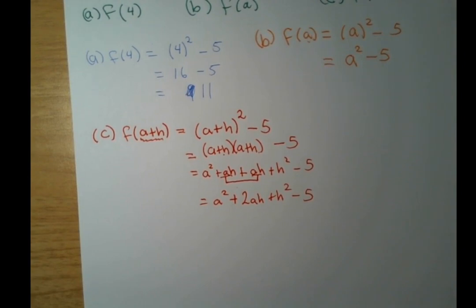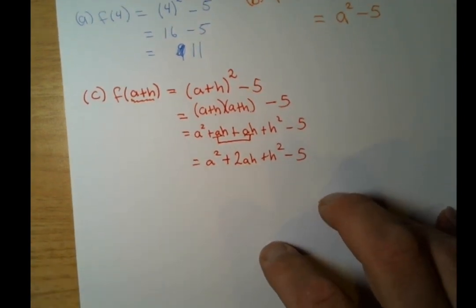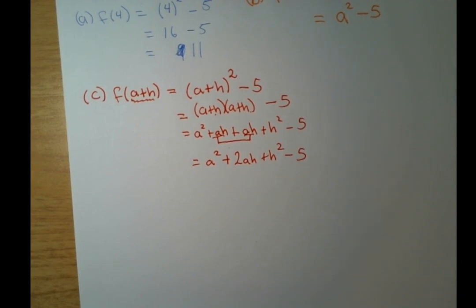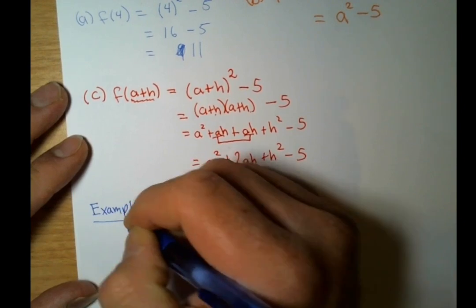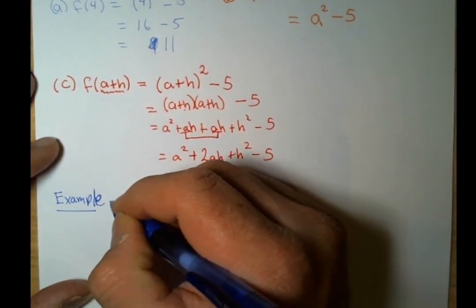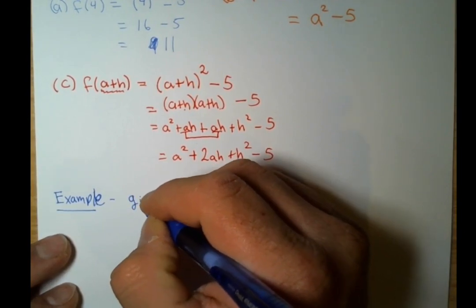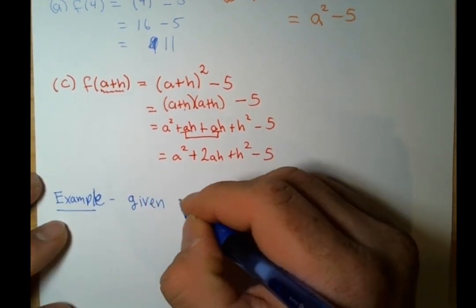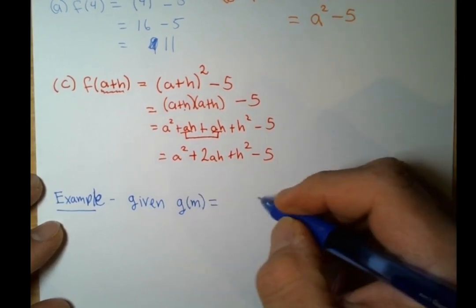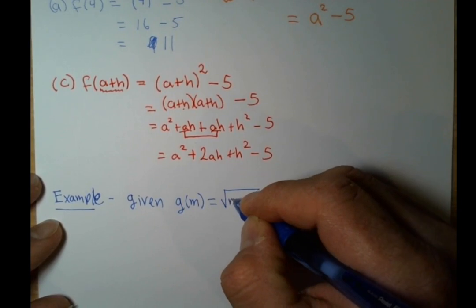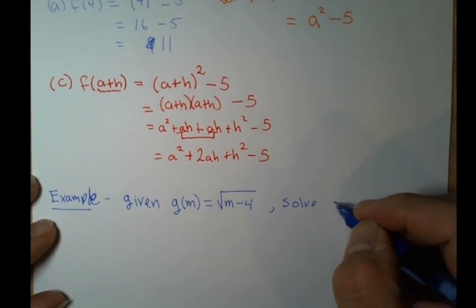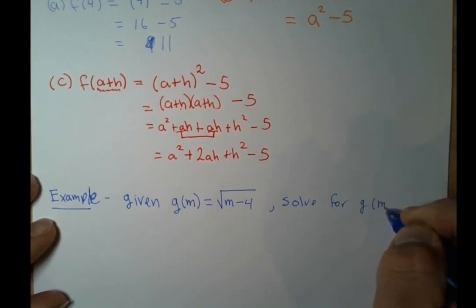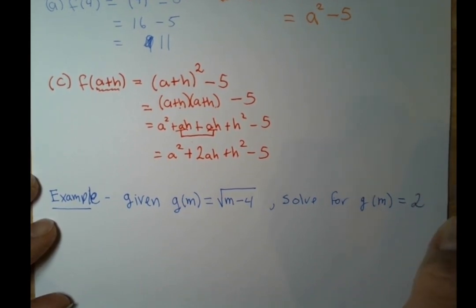Now let's say they change the problem on us. Let's say in this example, we're given g of m equals the square root of m minus 4. Then solve for g of m is equal to 2.